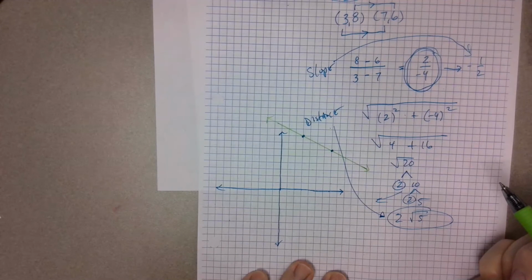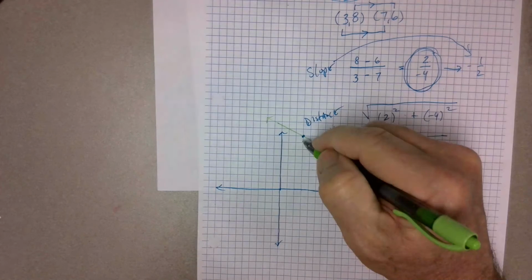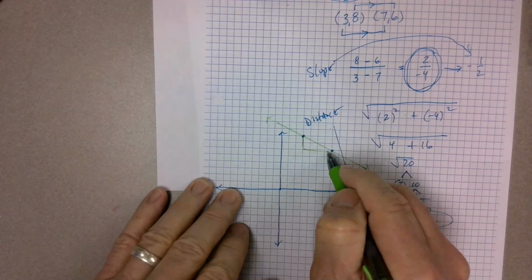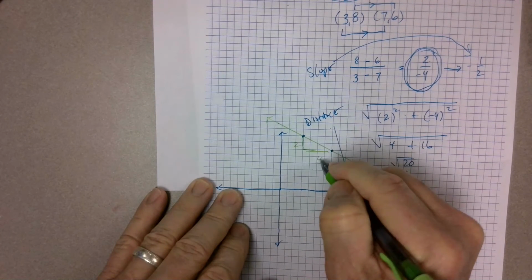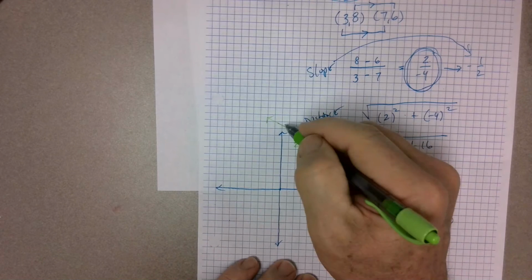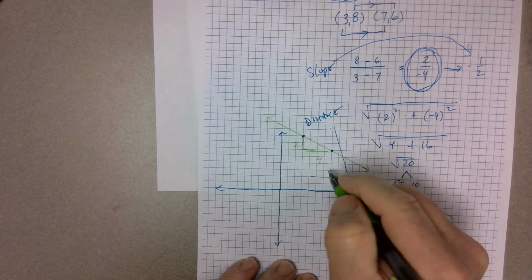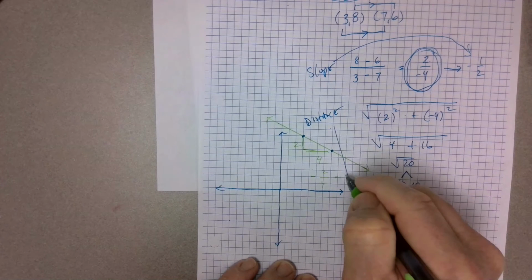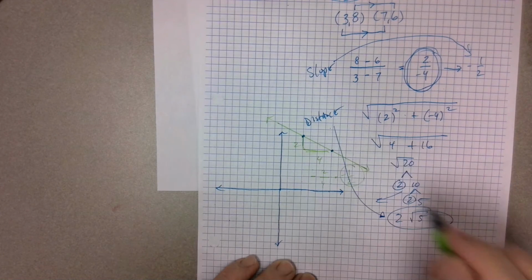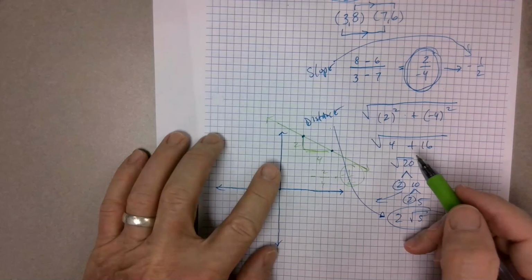Now, if I'm going to try to find the slope of this thing, I would use the rise and the run, which is 2 and 4. And notice that the line is going downward, so the fact that it goes downward tells me it's negative, and then it would be 2 over 4, which is negative 1/2. All right, and then remember to find the distance.